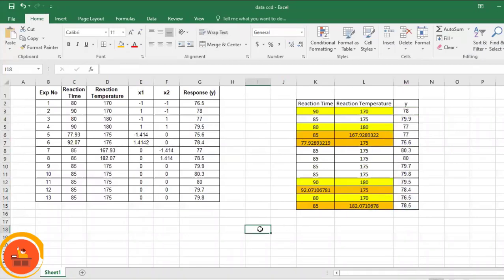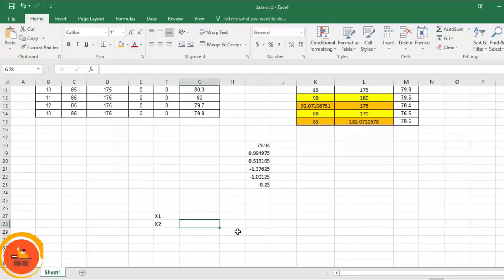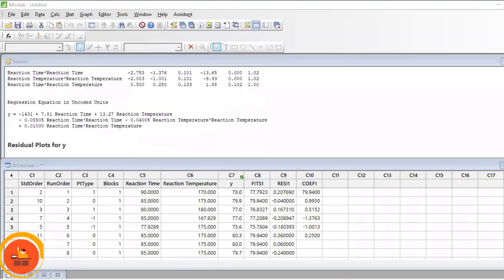I will copy it here. Just for writing the equation, I will take the x1 value, x2 value, x1 square, x1 into x2, and multiply them here. Now I will generate an equation for y. Response model is equal to, whatever the equation is, depending upon this format only I will write. So you observe it here carefully.